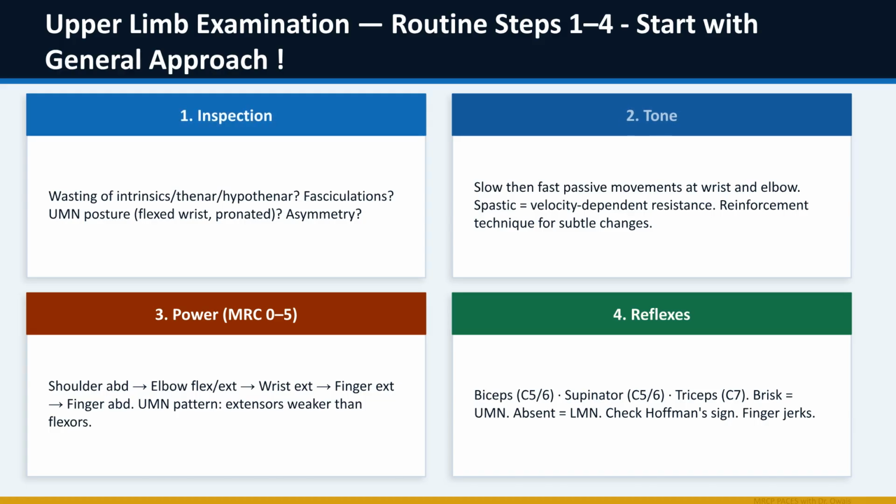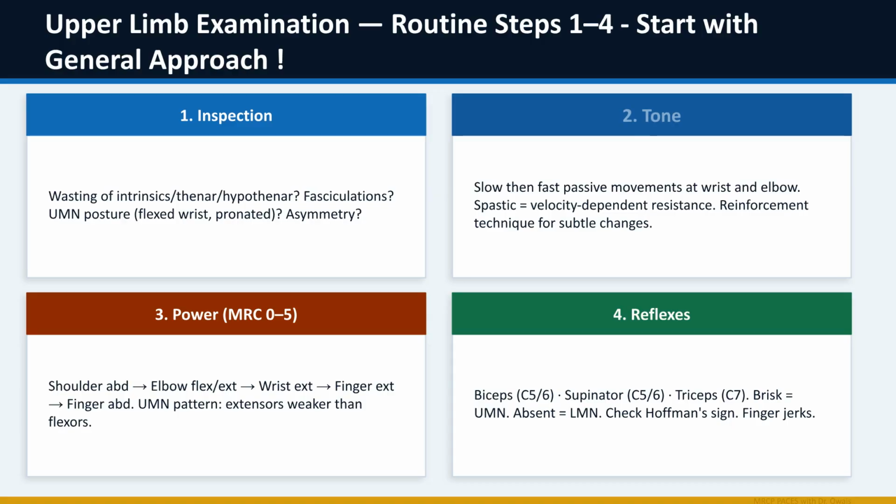Now move to tone. Tone is assessed before power, because if you test power first with a weak limb, the patient may not cooperate fully with tone assessment. Ask the patient, I'm going to move your arm. Please try to let it go completely floppy and don't help me or resist me. For the upper limb, assess tone at the wrist and elbow. Pick up the forearm and perform slow, then fast, passive movements. Flex and extend the wrist. Flex and extend the elbow. Pronate and supinate the forearm.